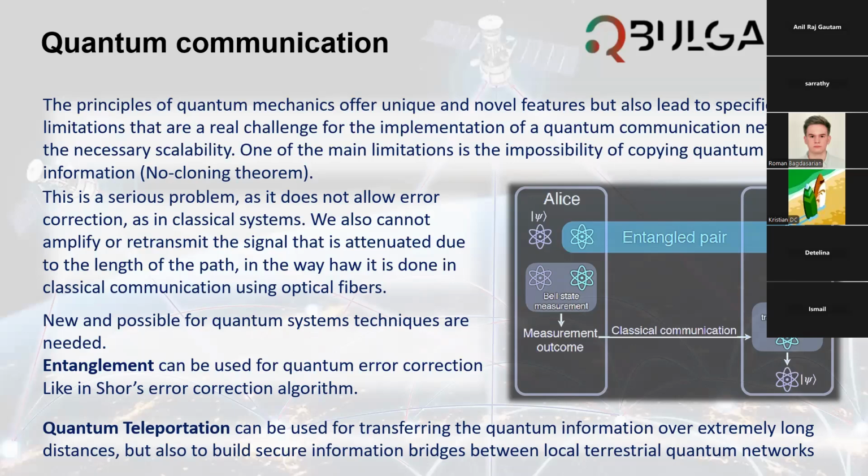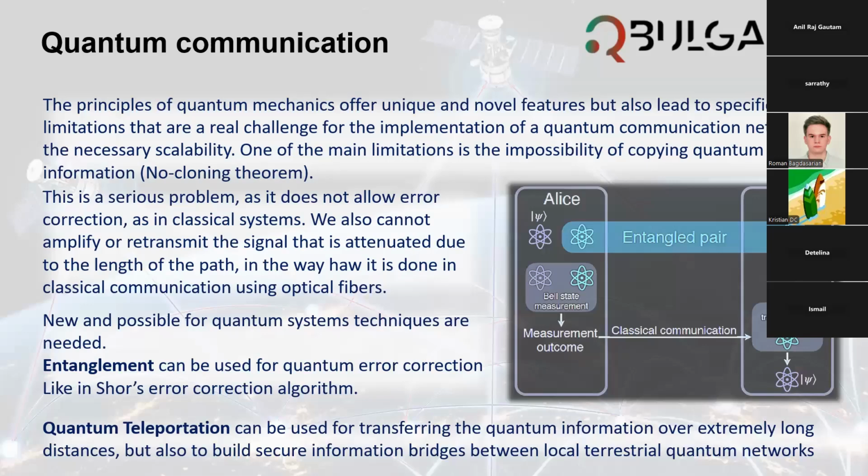We use repetition codes, but repetition codes need a copy of the information transmitted multiple times. We cannot copy the information. We also cannot amplify or retransmit the signal that is attenuated due to the length of the path, the way we do it in classical systems. So we need quantum repeaters, which are completely different from the usual ones. We need new quantum systems and technologies which are compatible with quantum specifics.